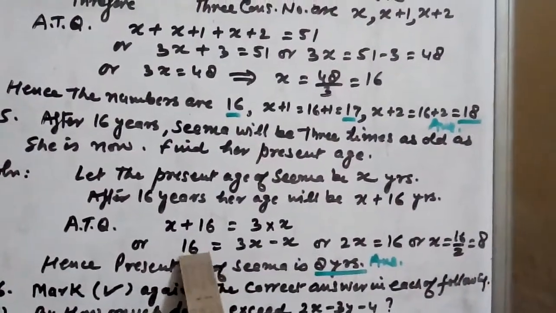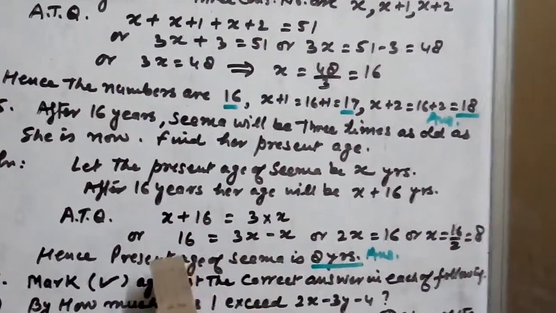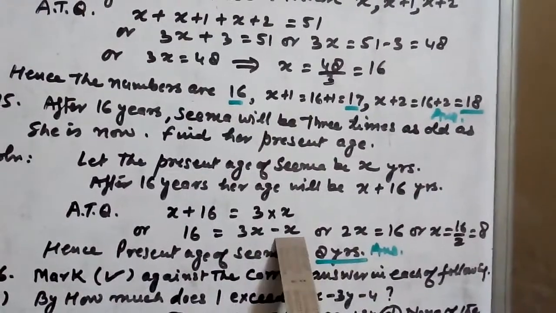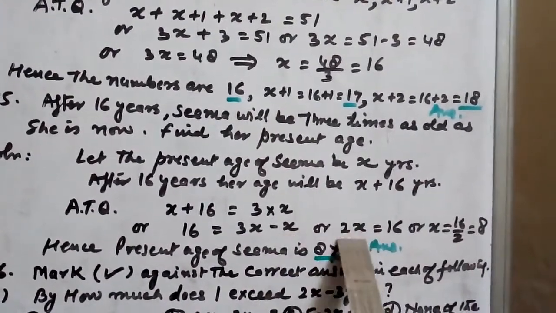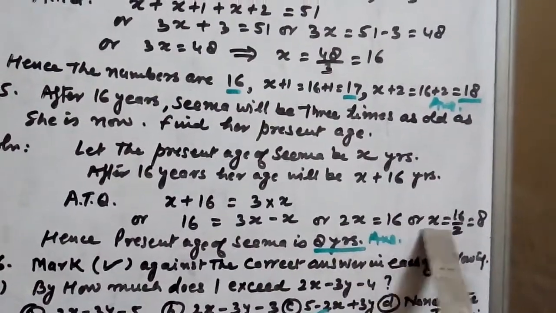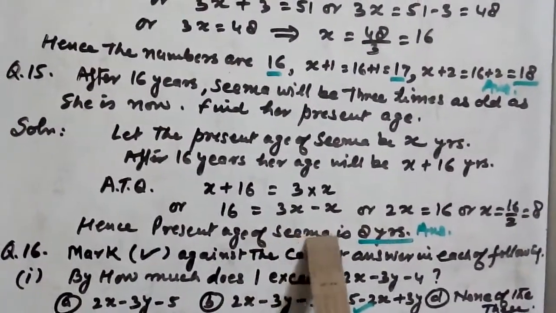Therefore, keeping 16 this side and taking x to this side, it becomes 16 is equal to 3x minus x, or 3x minus x when subtracted together, they become 2x. 2x is equal to 16. Or x is equal to 16 upon 2 is equal to 8. Hence, the present age of Seema is 8 years.